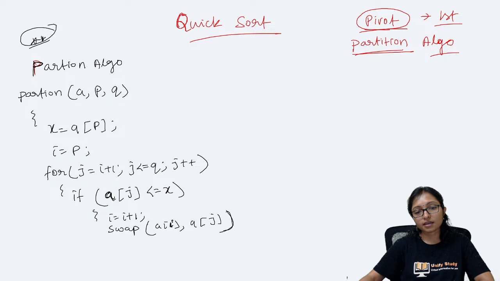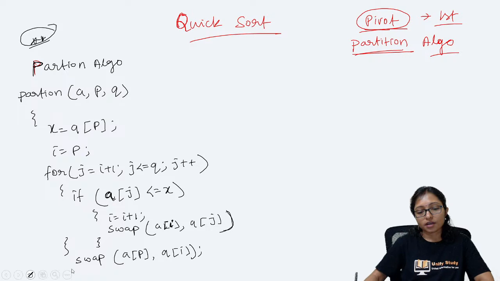Then it is ending here. After that, the for loop is also ending here. After ending the for loop, again there is a swap between A[P] and A[i]. Then finally it is returning i. Position of i it will return.